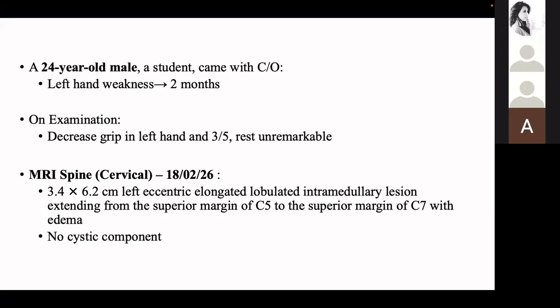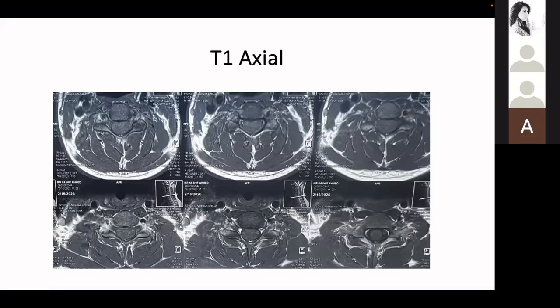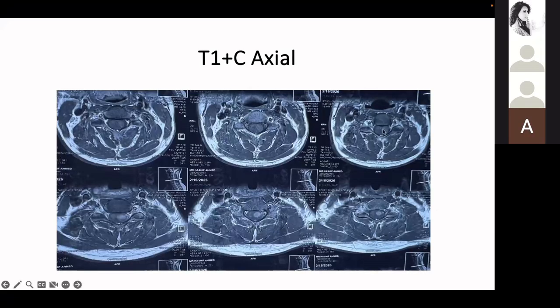centimeter left eccentric elongated lobulated intramedullary lesion extending from the superior margin of C5 to the superior margin of C7 with edema, and no cystic component was noted. So this was the pre-op MRI. These are the T1 images, axial images. Here we can appreciate a lobulated lesion in the contrast images.